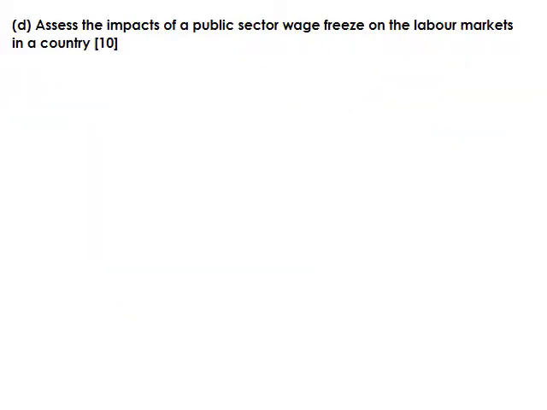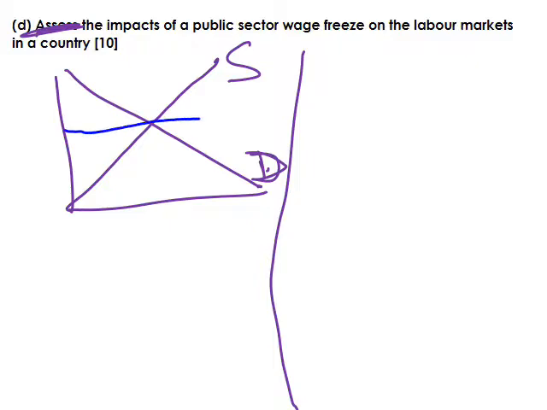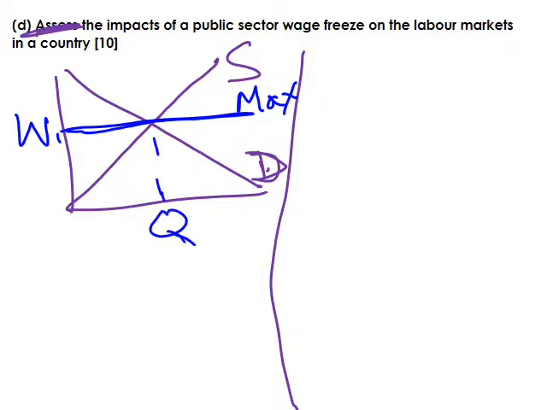Okay, so the assess question, a two-sided one: impacts of a public sector wage freeze. Again, the analysis is similar to a minimum wage, or a maximum wage, sorry, but the maximum wage would be set at the current level. So you're going to have a maximum wage here rather than a minimum wage, and the wage can't rise above that level, but the quantity can change.